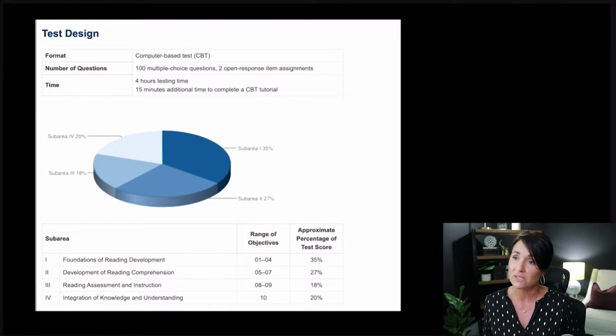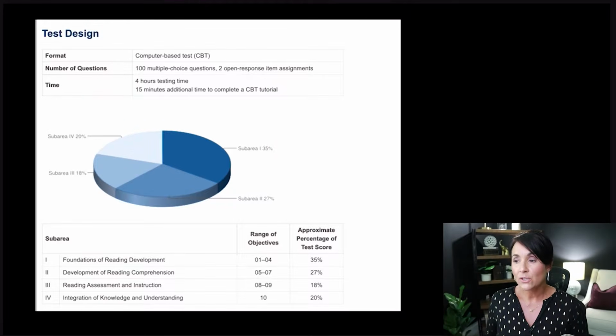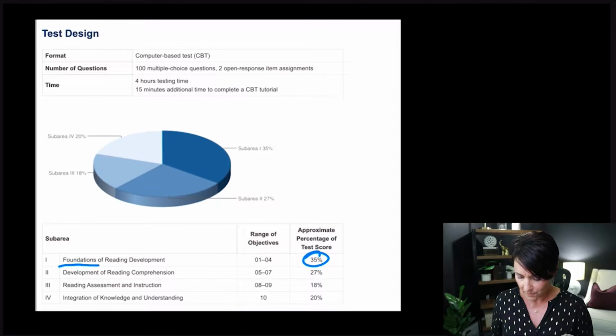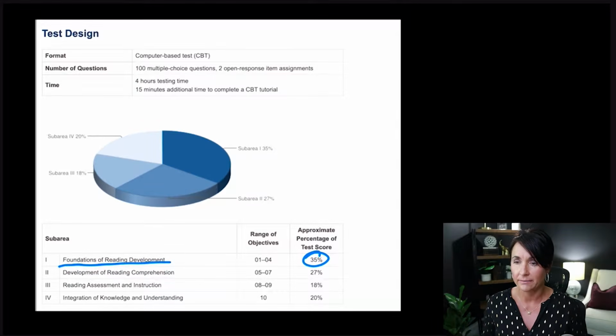You can tell that this is a Pearson exam because they have the exact same blueprint for most of their tests. And you can see that the biggest part of this exam, this 35%, comes from the Foundations of Reading Development. That's the name of the exam. So obviously that's going to be the biggest piece.